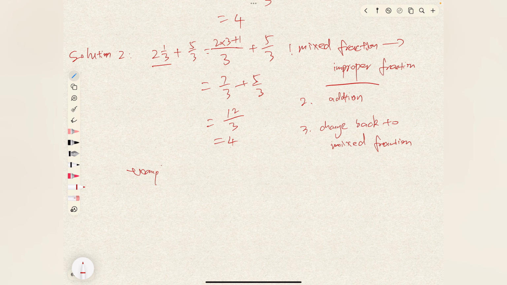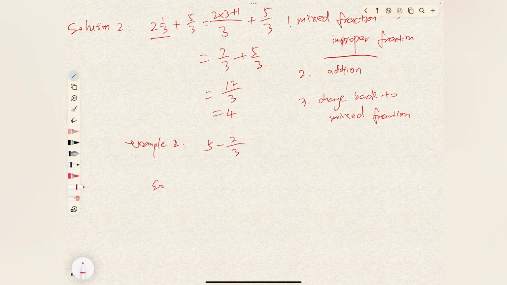Let's look at another example. Let's say we have 5 minus 2/3. So solution 1 is, by looking at it, since there's no fraction on this one, we can just isolate 1 from 5 by using it. So 5 minus 2/3 is 4 plus 1 minus 2/3. So that would be 4, and 1 minus 2/3 is 1/3. So it's 4 1/3.